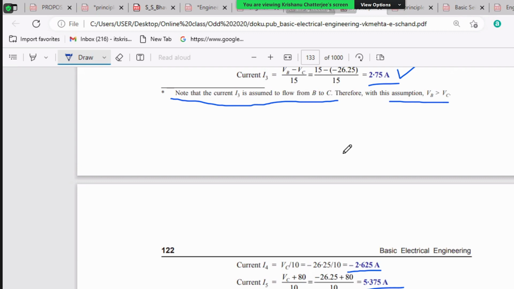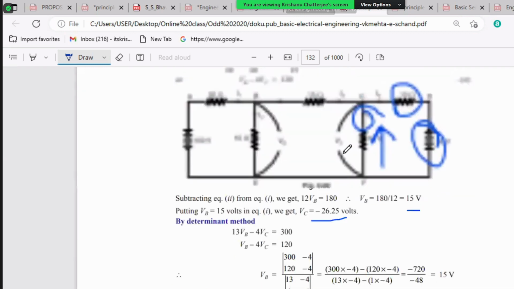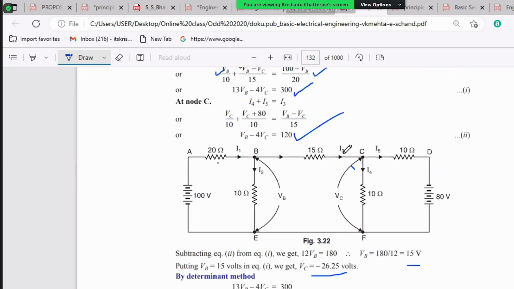The value of I4 you are getting is minus 2.625, and this is what I said right now. We have assumed this direction for I4, but actually it is flowing this way. Basically it should be I5 coming through here, from negative to positive, so it is going up. In the I4 branch, the total current is going up from F to C.